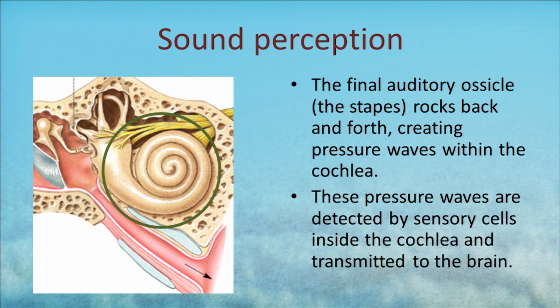And so that pressure wave ends up being detected by sensory cells that are inside the cochlea, and then those sensory cells, once they pick up on that signal, send the information to the brain. And that's how we get sound perception.